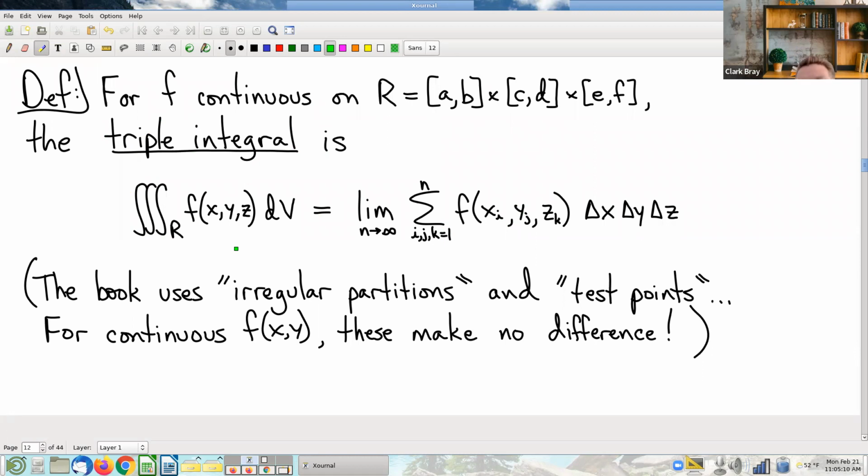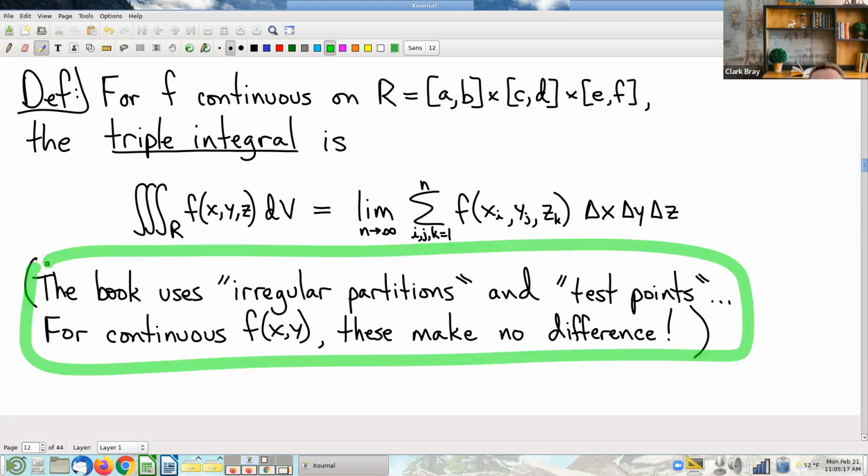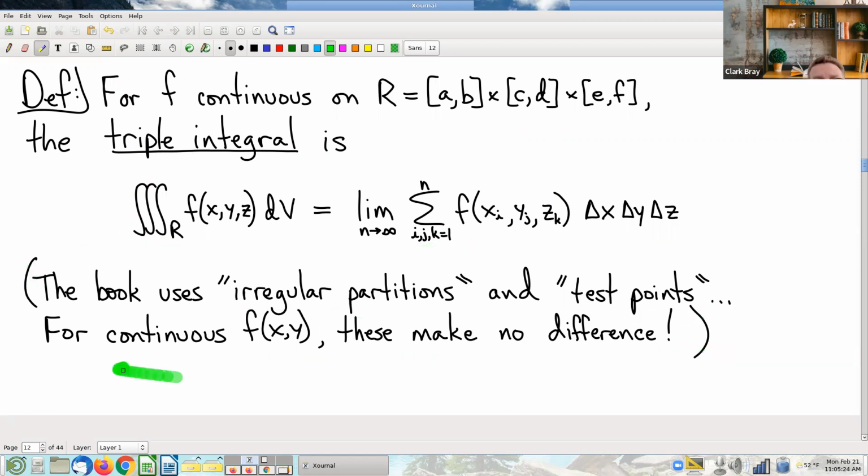Okay. Oh, and I am out of time. Again, just like with double integrals, you're not responsible for all the business about irregular partitions and test points. It's not relevant to what we do in this class. And we'll draw the line right there.